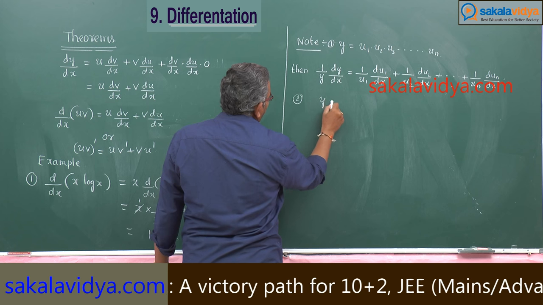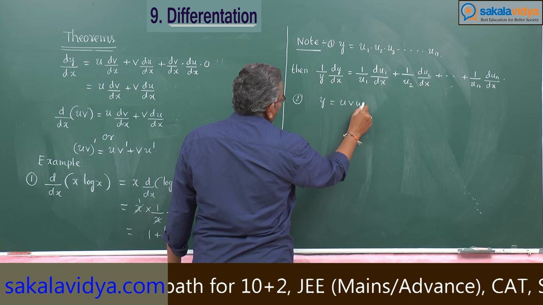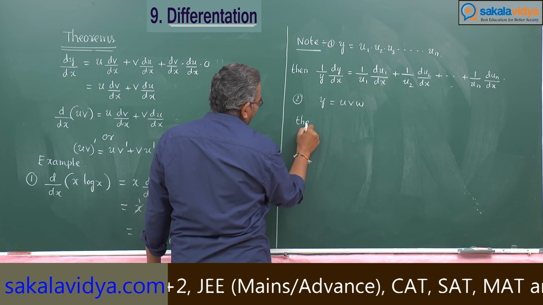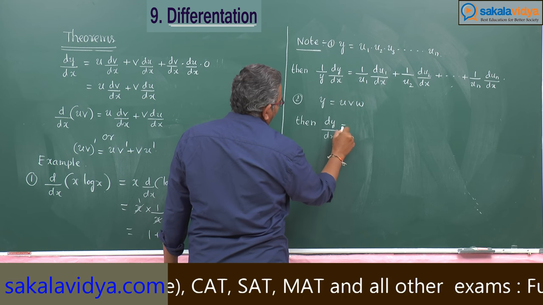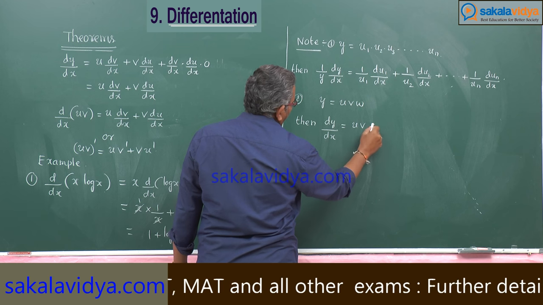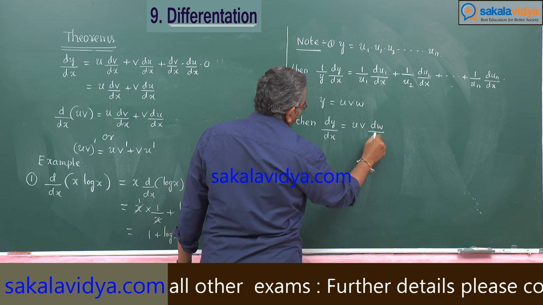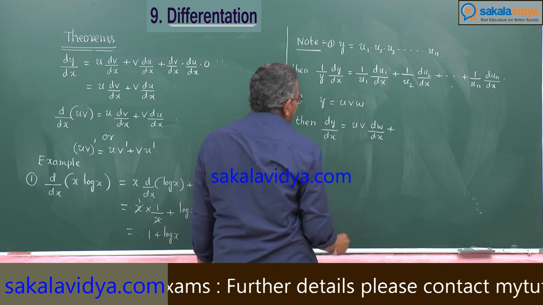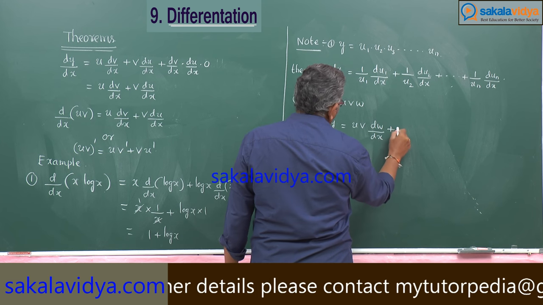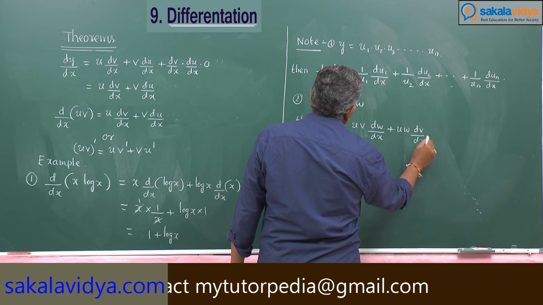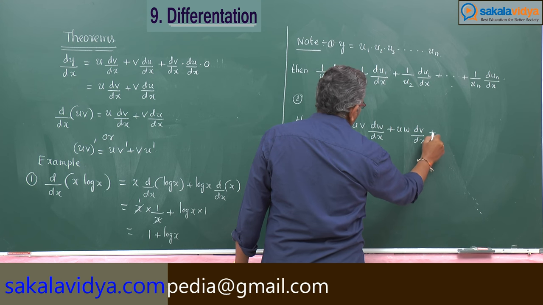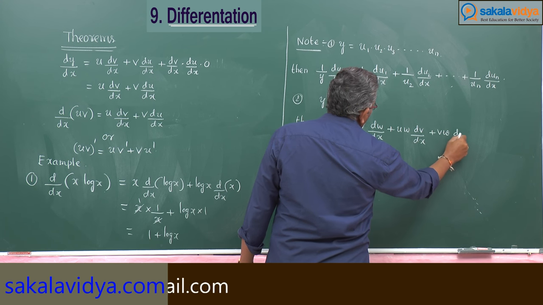For y is equal to uvw, then directly we can find out dy by dx is equal to uv into dw by dx plus uw into dv by dx plus vw into du by dx.